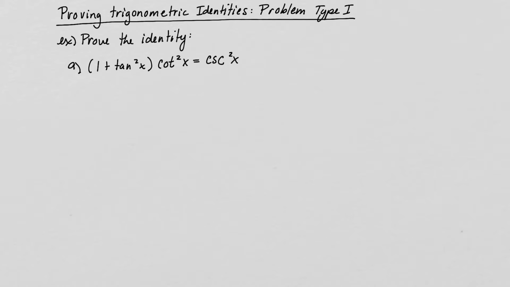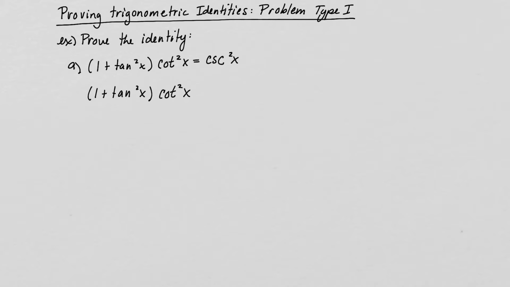So in these problems, we're going to keep proving identities. For example, prove the identity 1 plus tangent squared x times cotangent squared x equals cosecant squared x. Again, I usually try to start with the messier side. The messier side here is the left-hand side: 1 plus the tangent squared x times the cotangent squared x.